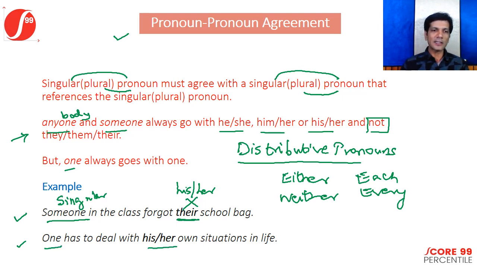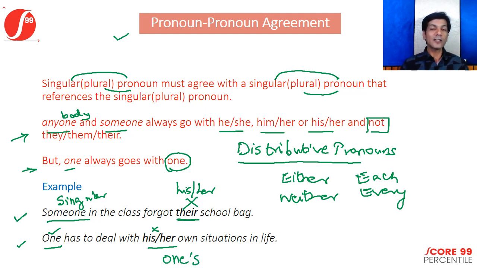Now one is anyway singular, that's what we learned. But here's an exception here. One always goes with one. So you don't use he or she, him or her, his or her with one. So this context of using "his or her" with one is wrong. So you have to say something like, "One has to deal with one's own situations in life."